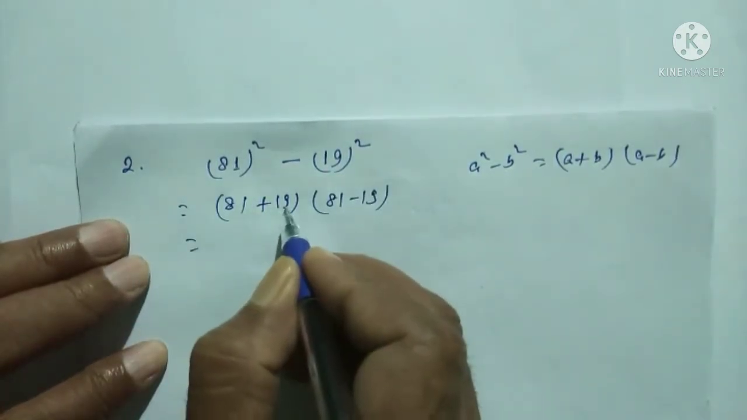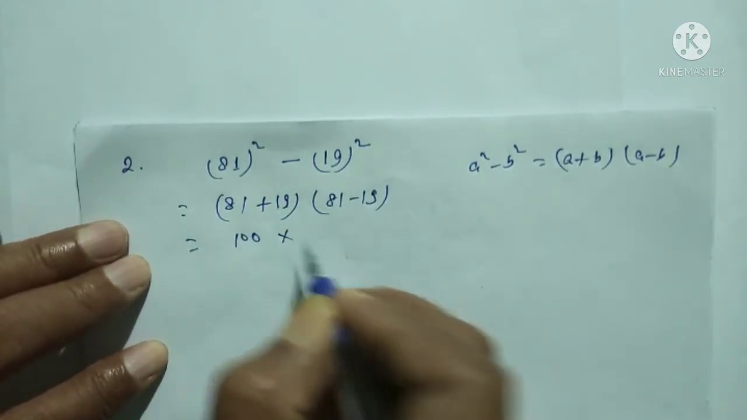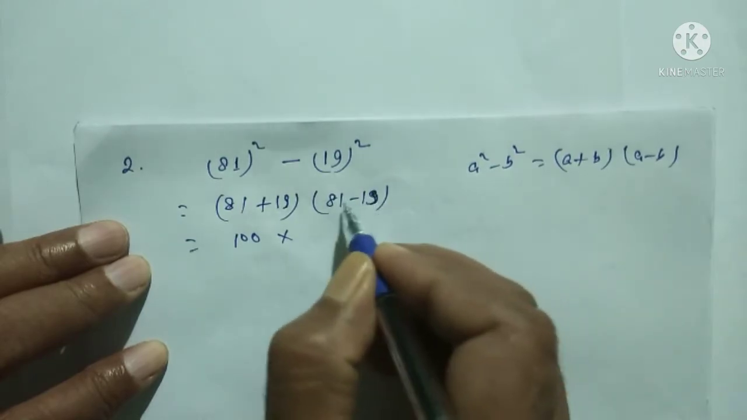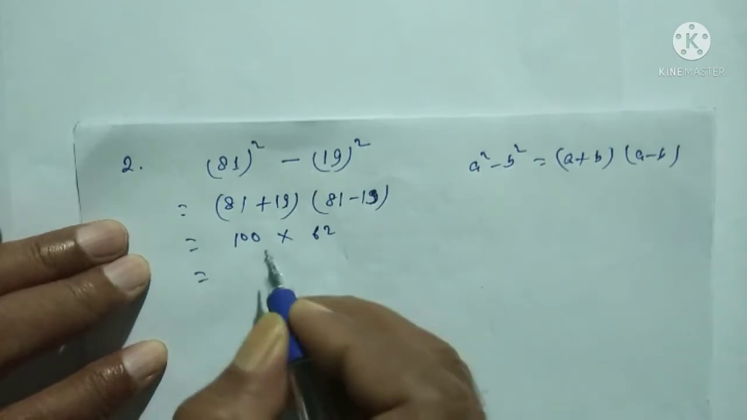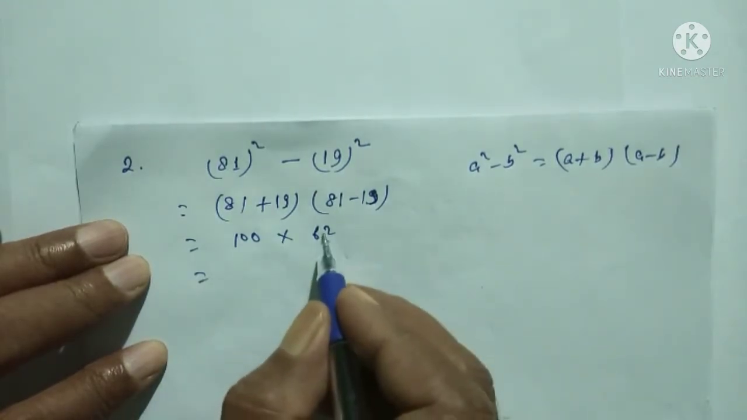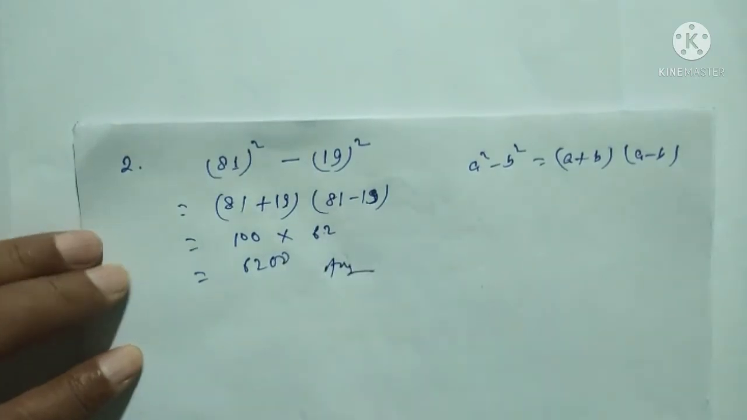Now add them. 9 plus 1, 10. Carry 1, 1 plus 8 is 9, so 100. Subtract here: 11 minus 9 is 2, 7 minus 1 is 6, so 62. Now multiply 100 into 62. 62 ones are 62 and two 0s. This is your required answer: 6200.